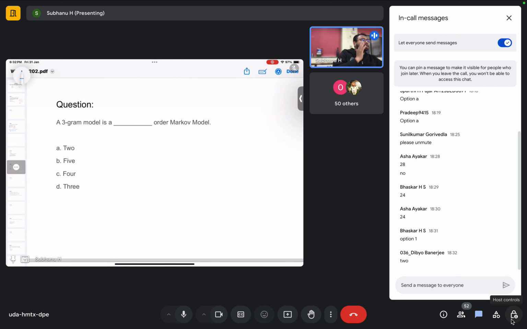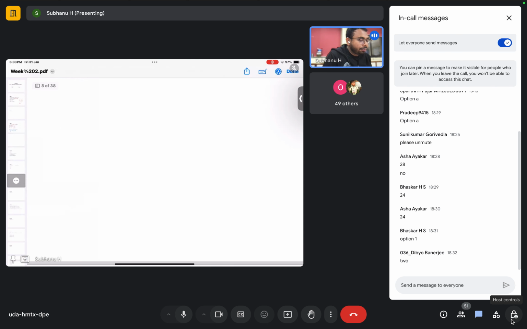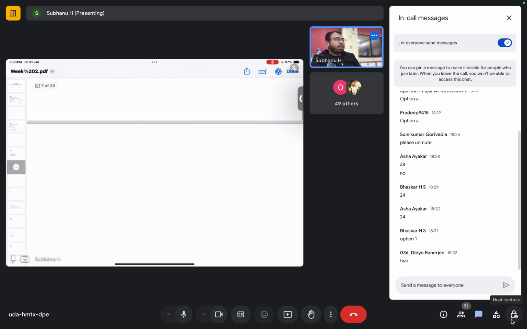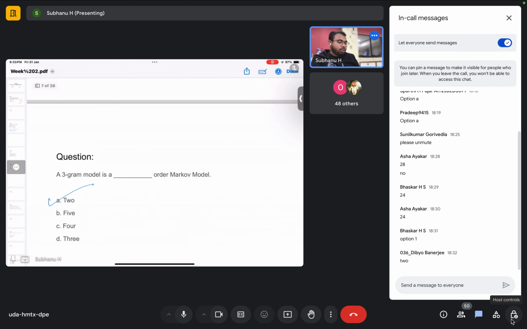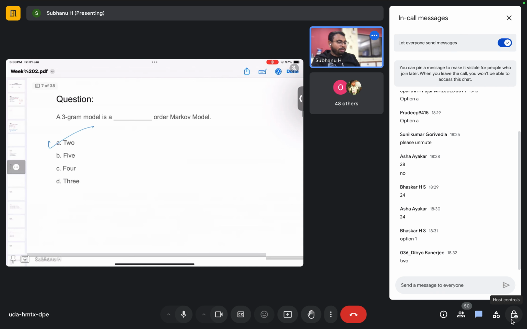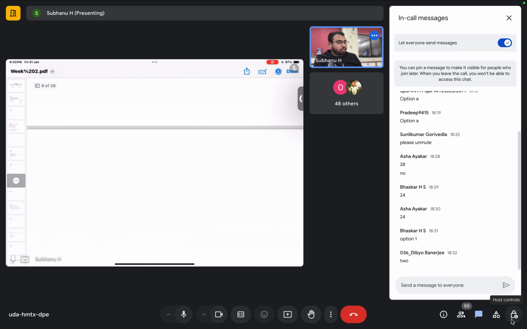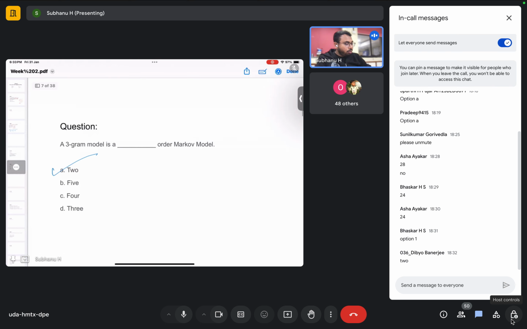Okay, fine. I am trying to give you an idea of this Markov model and why it came into the picture. The answer is very simple: using the Markov assumption, the answer is two. Everyone knows this, so there is nothing new in it. I hope you all know what the Markov assumption says.